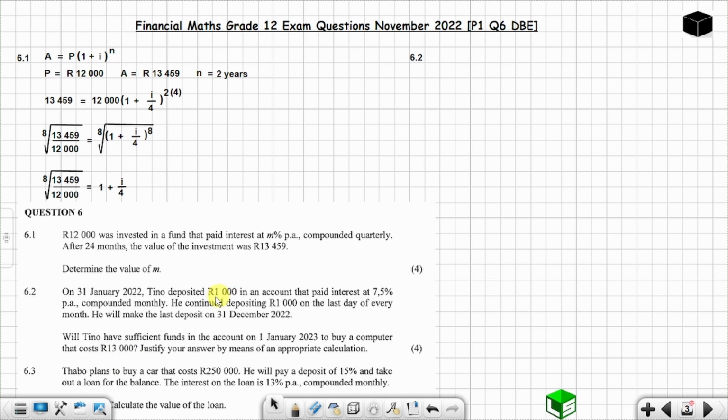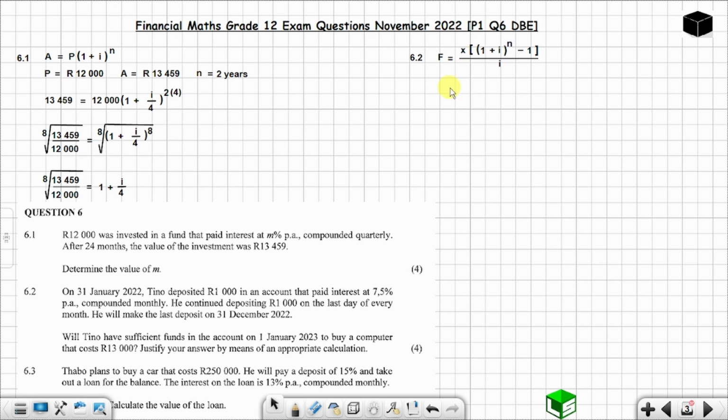You can see that 1,000 is invested regularly. This is not a situation where an amount is deposited once off. Tino deposited 1,000 in an account that paid interest at 7.5% per annum compounded monthly, and he continued depositing 1,000 regularly over a period of time. So you are going to use the future value formula, this one.